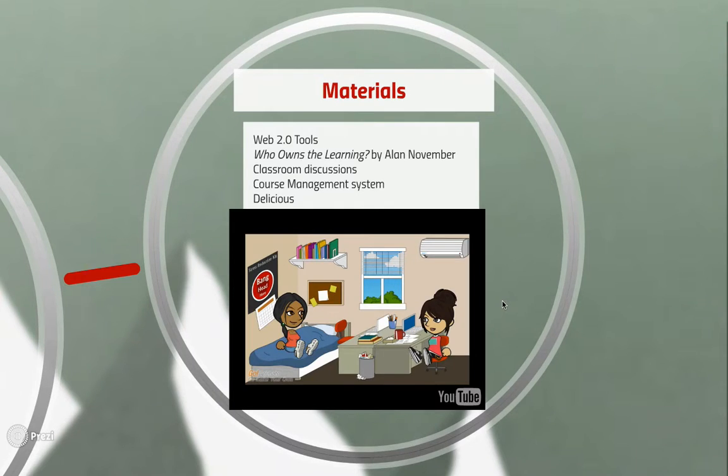The materials will range widely. We will be using a traditional book, Who Owns the Learning by Ellen November. We'll also use classroom discussions, a course management system to model some of the hybrid learning, and I will share my Delicious page with my students. Also, I will encourage students to use Web 2.0 tools such as this one.